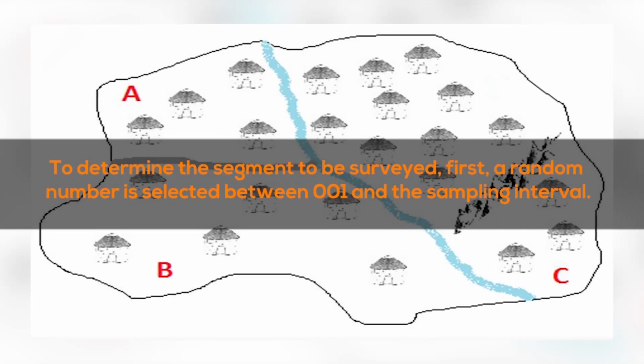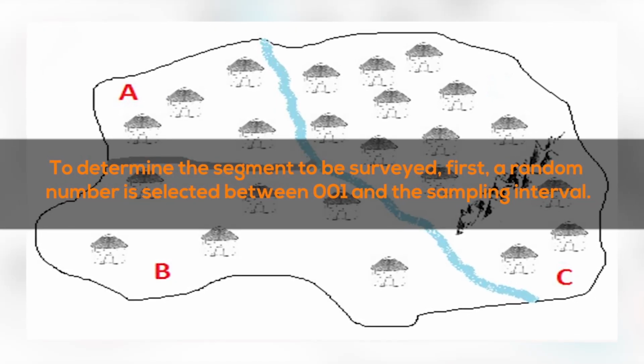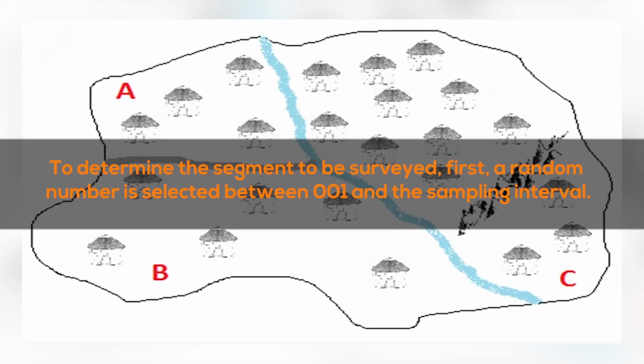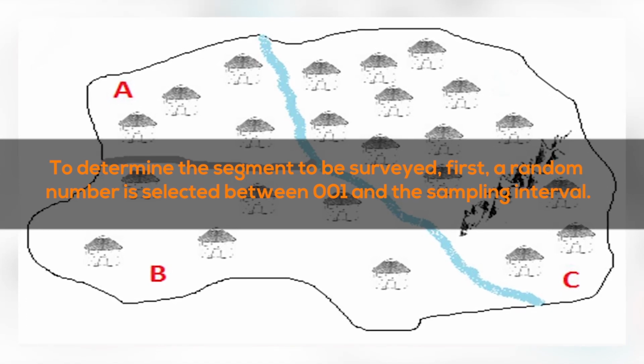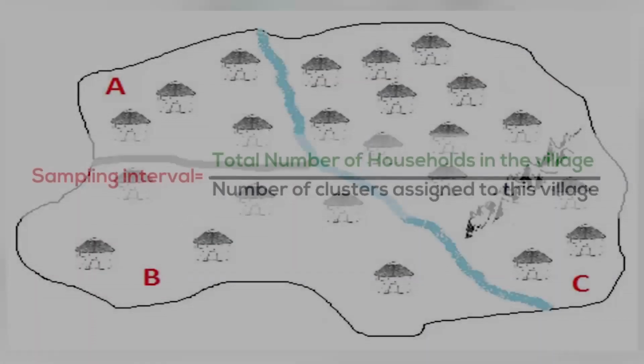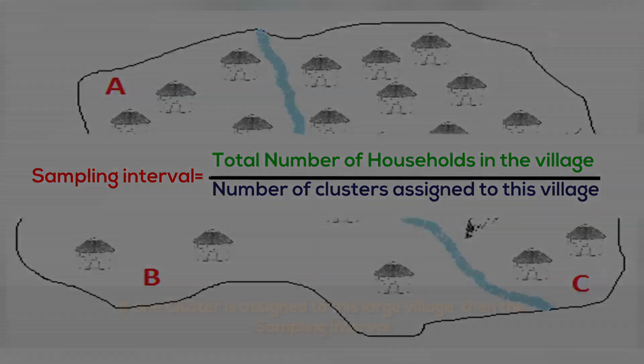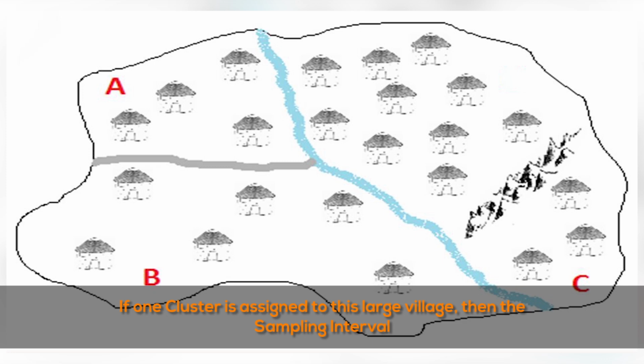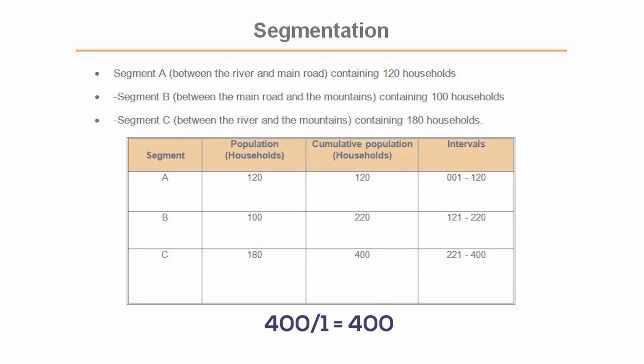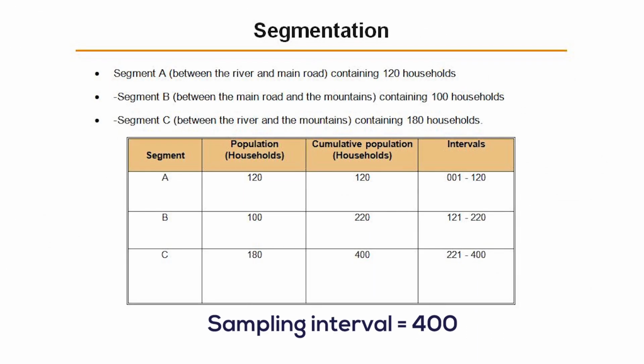To determine the segment to be surveyed, first, a random number is selected between 1 and the sampling interval. The sampling interval is the total number of households in the village divided by the number of clusters assigned to this village. If one cluster is assigned to this large village, then the sampling interval is 400 divided by 1, so that sampling interval is equal to 400.